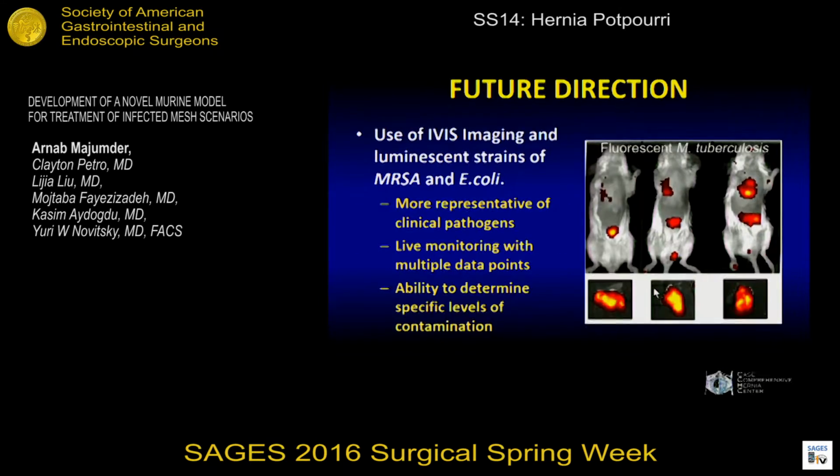To address these, we are actually using IVUS imaging and then luminescent strains of MRSA and E. coli, which I think would be more representative of clinical pathogens. This allows us to do live monitoring, so the animals are anesthetized and undergo imaging, and we can test the glow. This is a representative animal from a reference study. But this will allow us to do quantitative analysis without having to sacrifice the animals. And I think this will address some of the deficits of our initial model.